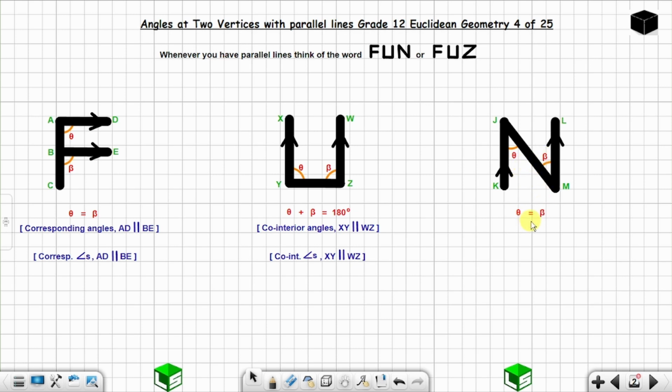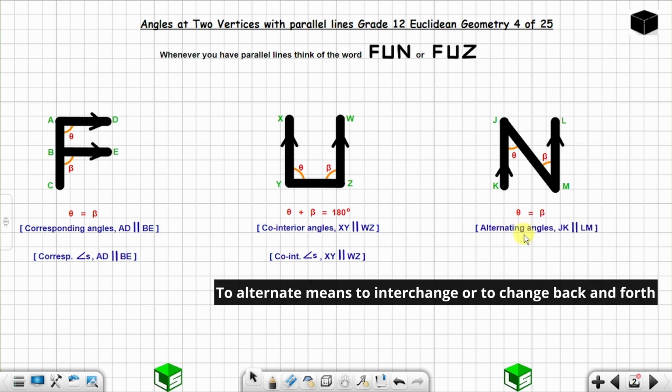Theta is equal to beta. You are going to say alternating angles. Always state which two lines are parallel to each other. JK is parallel to LM. In short, you are going to write it like this: alternating angles, JK parallel to LM.